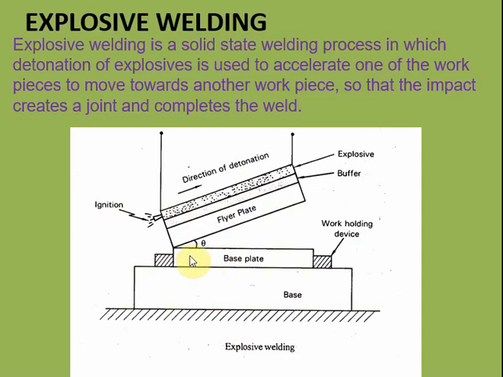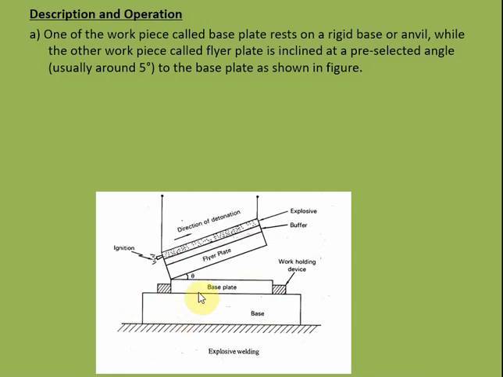Roughly I will explain how it is constructed. We have one base plate here or the work table. Over that is our one piece, the base plate, usually held in an anvil, and the second plate we call the flyer plate, which in the initial setup we keep inclined to the base plate, something as shown in the figure. Usually the inclination will be 5 degrees. So this is the flyer plate, this is the base plate. These two plates we are going to weld to each other.